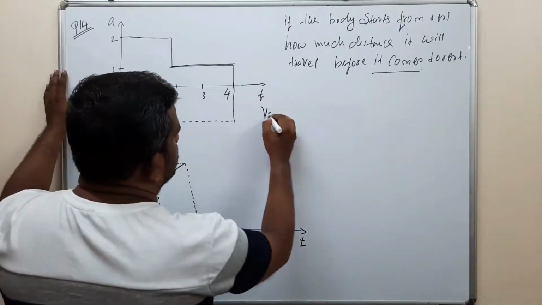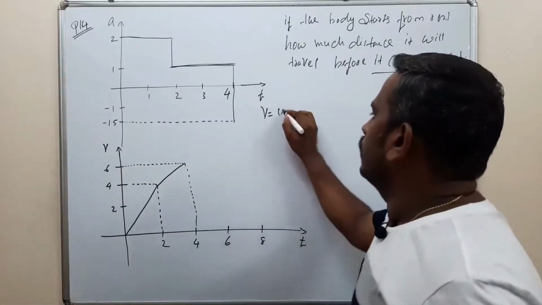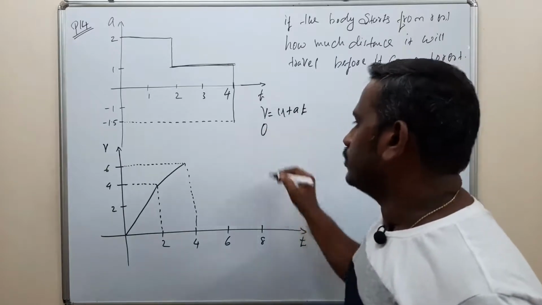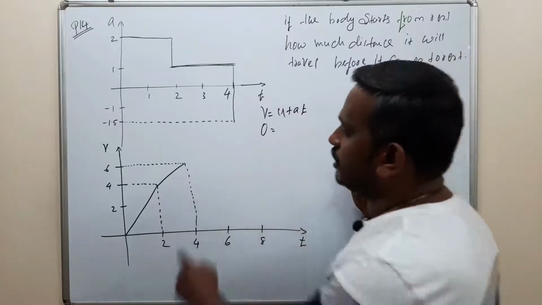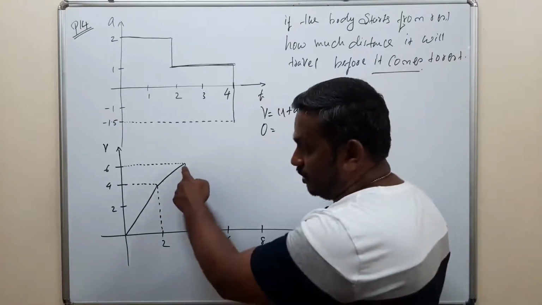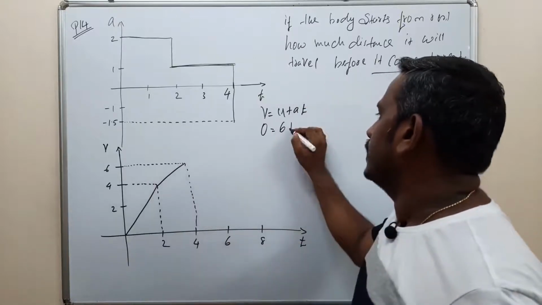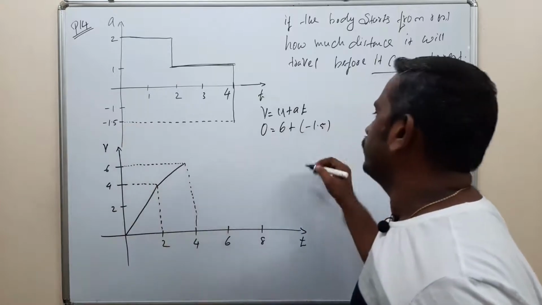So again we are using the equation V = U + AT. Finally the body comes to rest, so the final velocity is 0. The initial velocity, from 6 onwards when the body starts to decelerate, is 6, plus the body moves with a deceleration of minus 1.5.